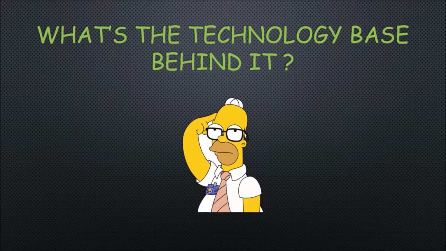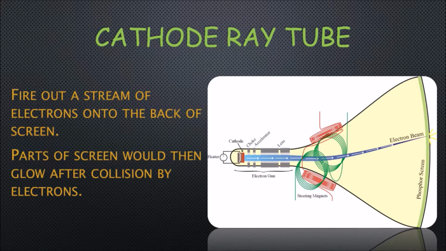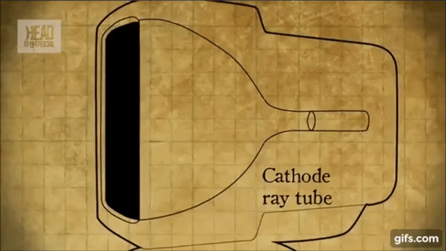Before plasma display, the cathode ray tube came into the market. Cathode ray tube. But what's that? It is basically a device that could fire out a stream of electrons onto the back of a fluorescent screen. The parts of the screen being hit by electrons would then glow. The basic functioning of the CRT is shown on the next slide.